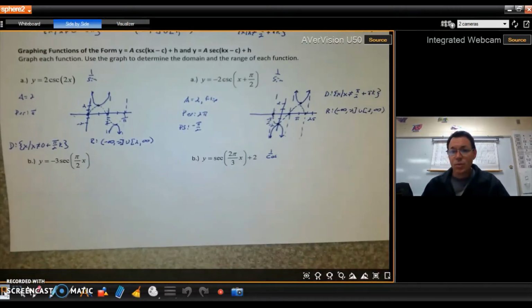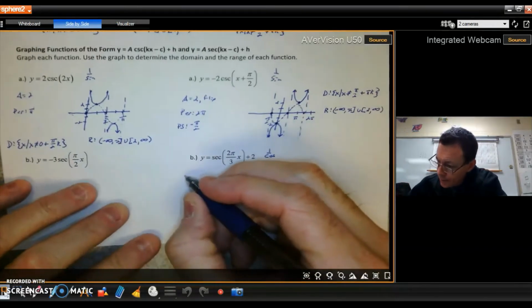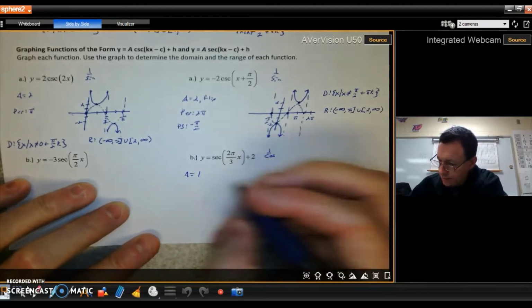We're going to follow the same rules for amplitude and period and phase shift and vertical shift. And then once we have that graph, we're just going to flip everything and turn it into a secant graph. Okay? So the amplitude on this one is just 1.